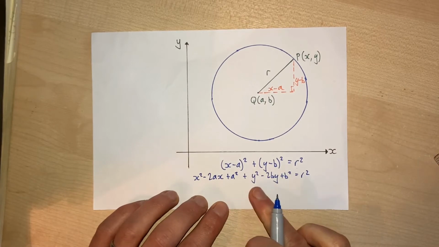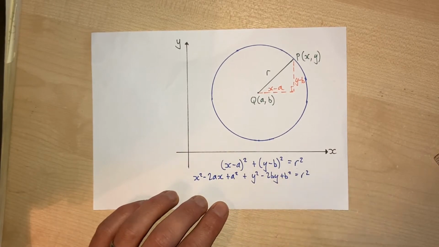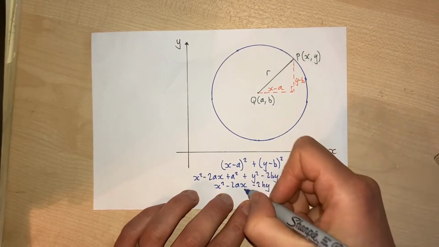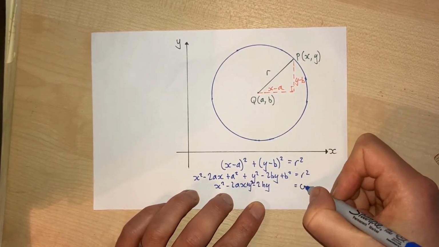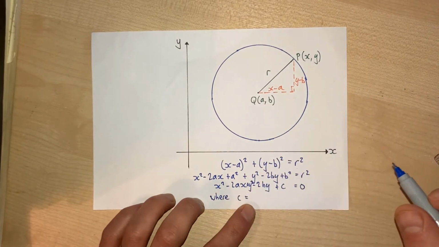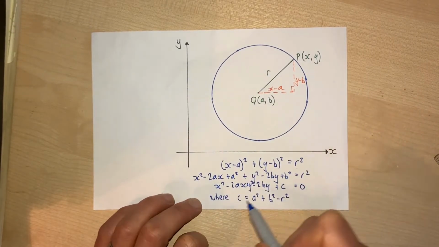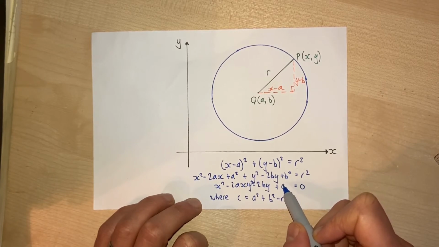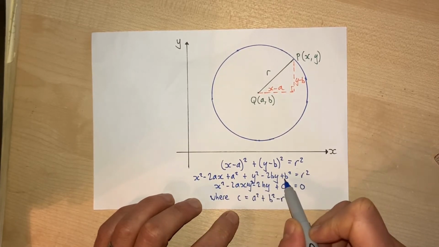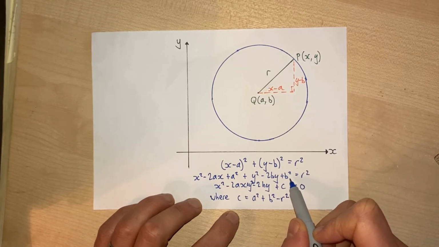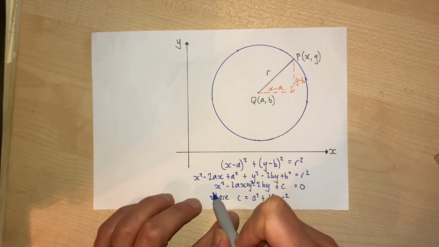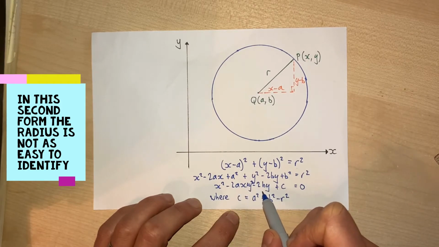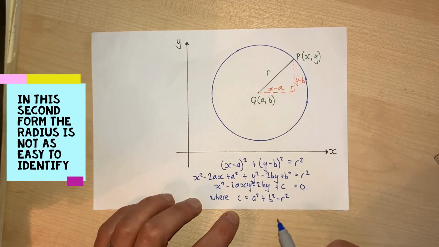If we collect all of the constant terms together, we get the following. Here I've introduced a constant c to represent the sum of a squared plus b squared minus r squared. And that gives me an equation of a circle in this form: x squared minus 2ax plus y squared minus 2by plus c equals 0.